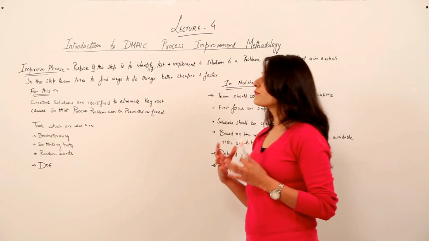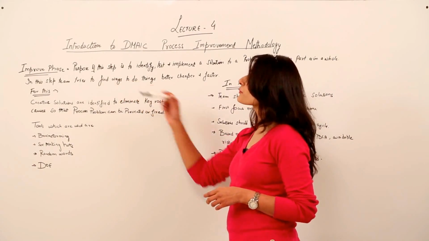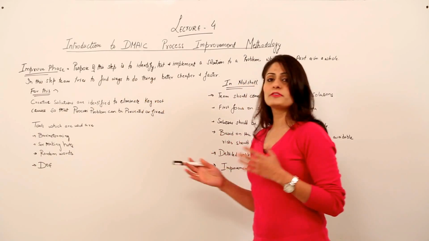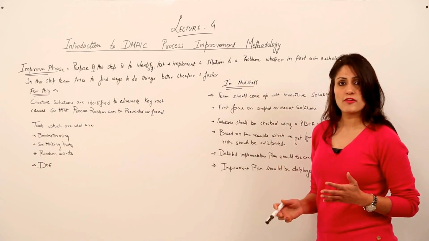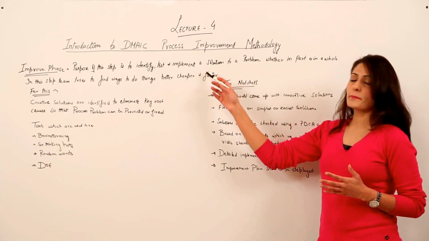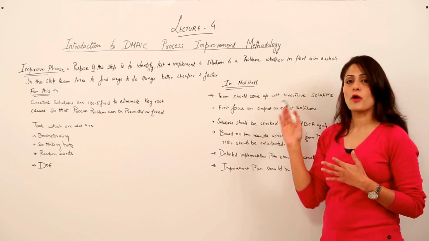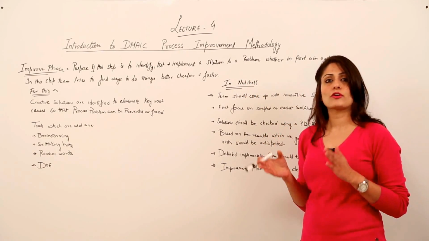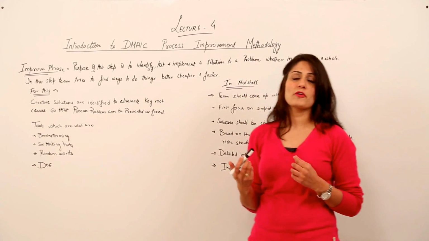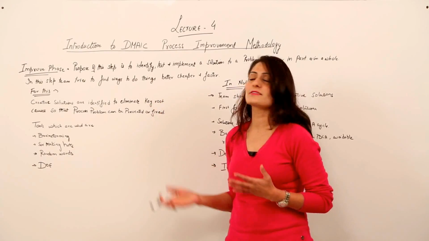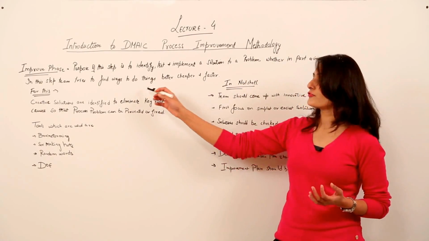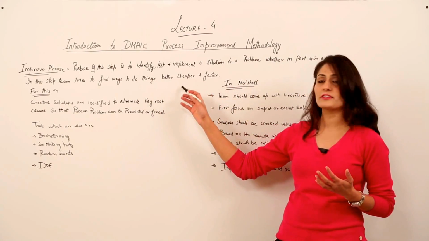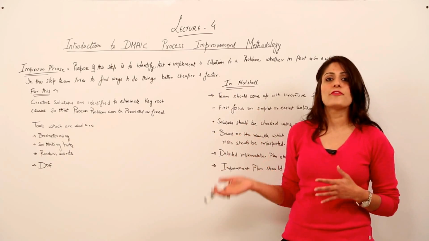Let's study the fourth phase, which is the improve phase. The purpose of this step is to identify, test and implement a solution to the problem, whether in part or in whole. So in simple words, in this step the team tries to find ways to do things better, cheaper and faster.